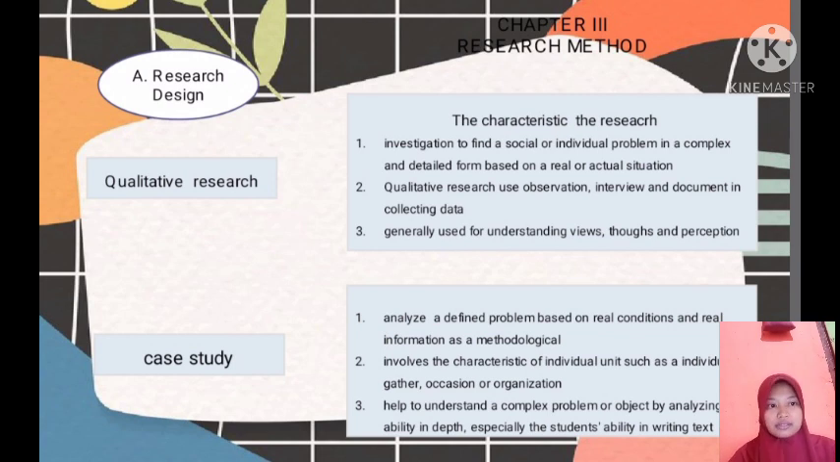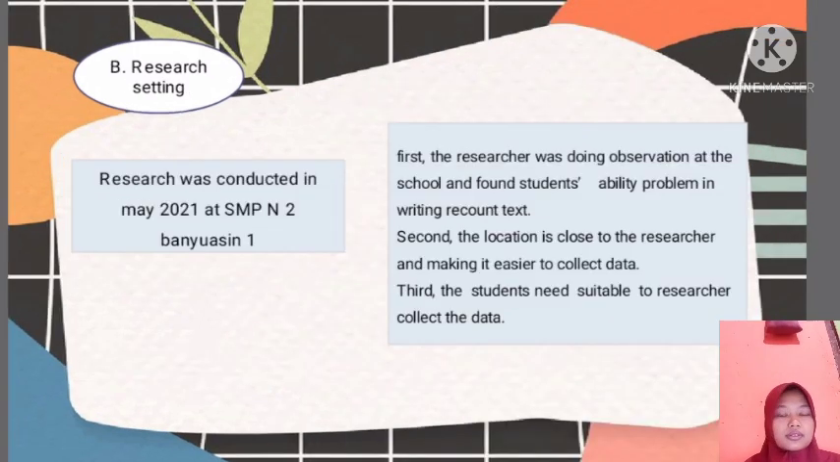And then for the case study type, the characteristics are, the first, it analyzes a defined problem based on real conditions and real information as a methodological approach. And the second, it involves individual units such as an individual, a gathering, an occasion, and an organization, especially an office or school. And the third is to help understand complex problems or objects by analyzing the ability in depth, especially the student ability in writing text.